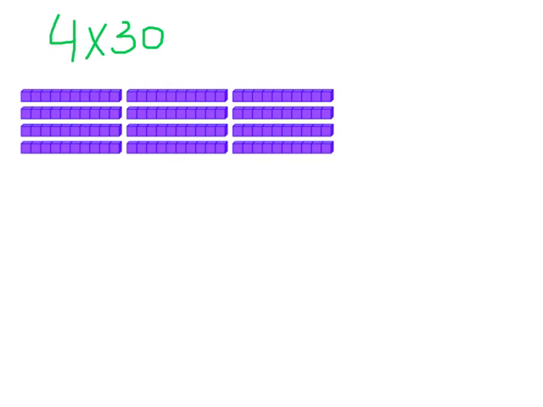So here's our first group of 30, second group of 30, third group of 30, and fourth group of 30. So all together here, we have 4 times 30. If we count the 10 rods, if we count by tens, we'll know what 4 times 30 is. So here we have 10, 20, 30, 40, 50, 60, 70, 80, 90, 100, 110, 120. So the answer to 4 times 30 is 120.